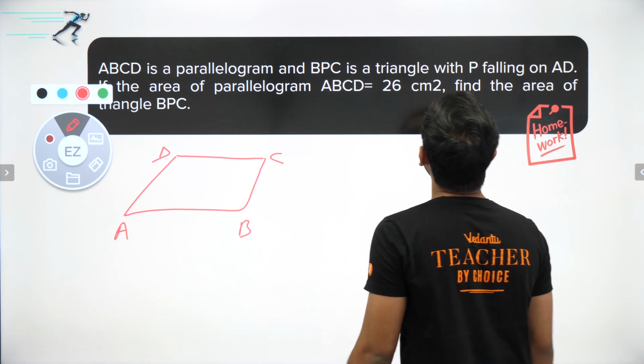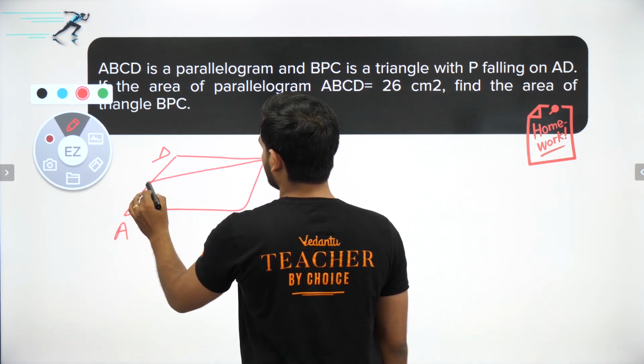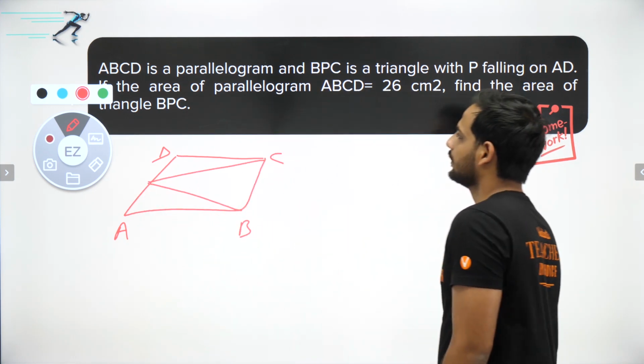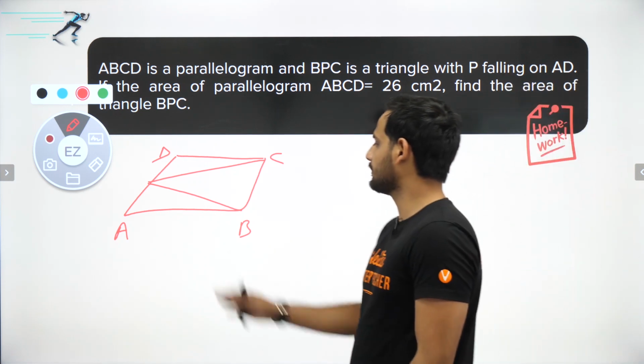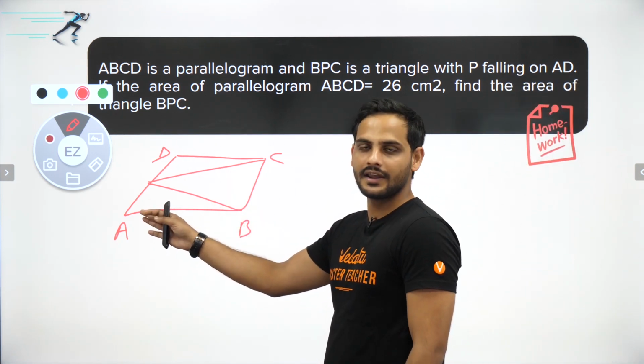Okay, and BPC is a triangle with P falling on AD. Very good, no problem. So now they are seeing the area of a parallelogram ABCD, and its area is 26.